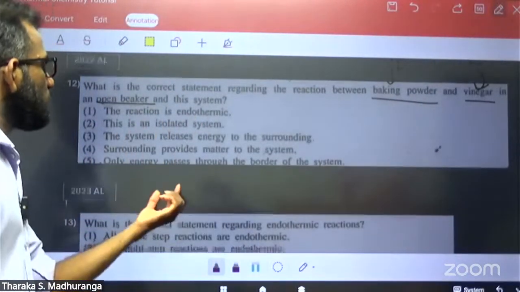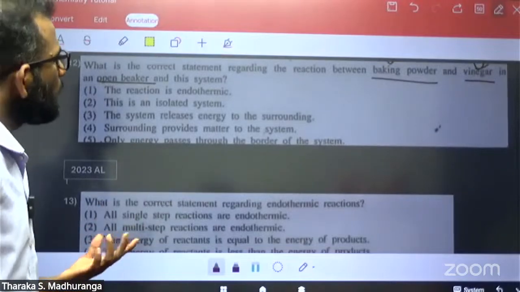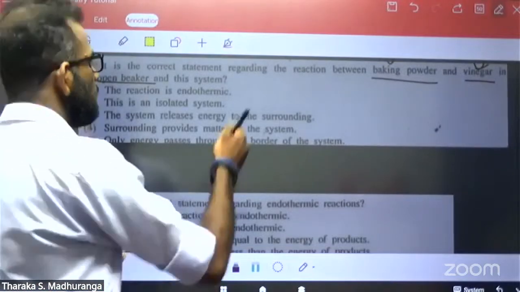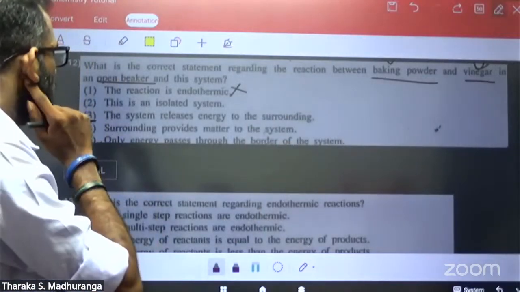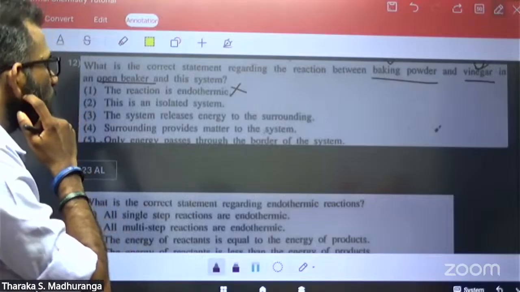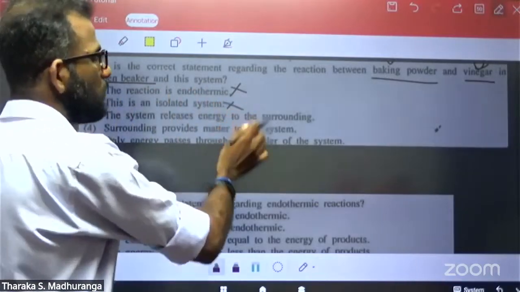Yes, the reaction is endothermic. Completely wrong. It is an acid-base reaction. I told you. See, very simple questions, right? This is an isolated system. No. It is an open system.